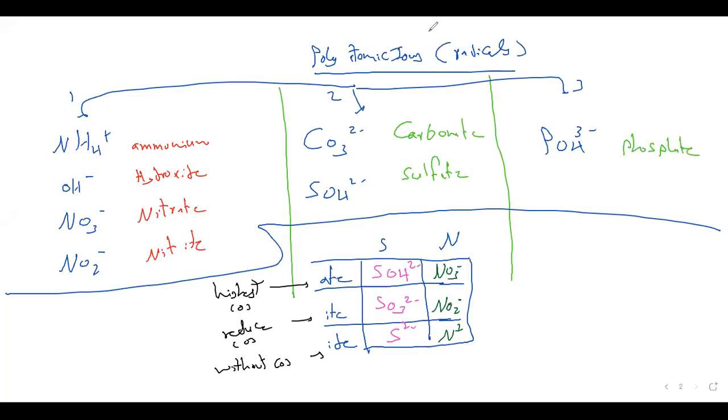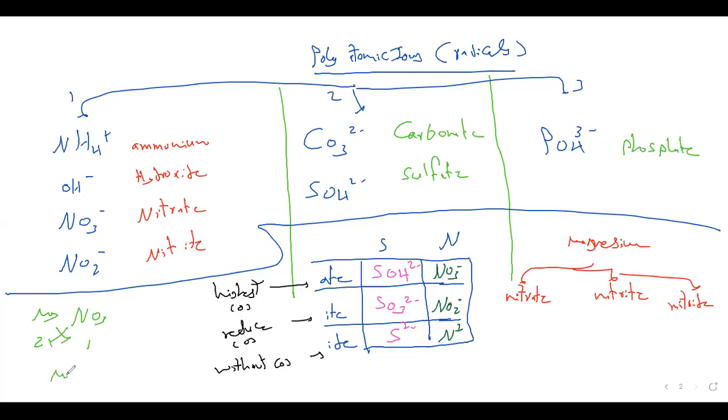For example, if you want to write the formula of magnesium nitrate, magnesium nitrite, magnesium nitride, how can we write the formula for each of the following? For magnesium nitrate, you will find that magnesium is group 2, nitrate valency 1, so it will be Mg(NO3)2. This is for magnesium nitrate.